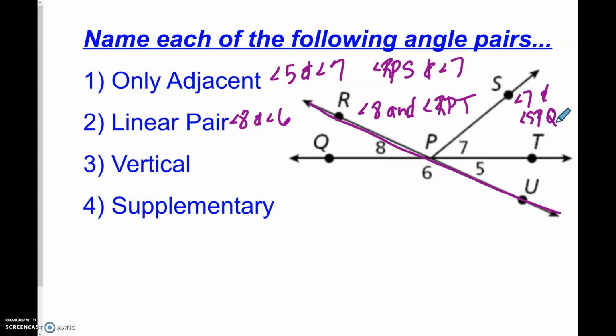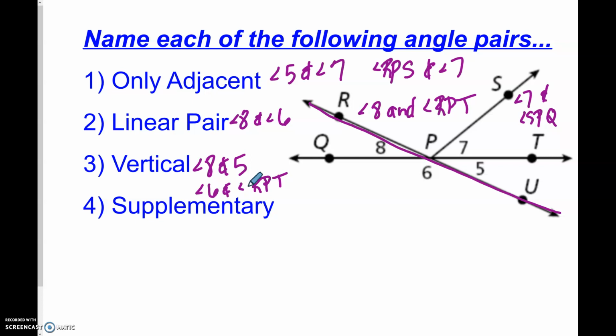Now vertical angles, so we have to have where two lines are crossing, and then across they are congruent. So angle 8 and angle 5 are a vertical pair. And then we have angle 6 is vertical to RPT.